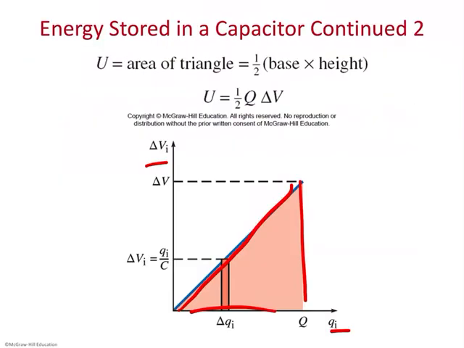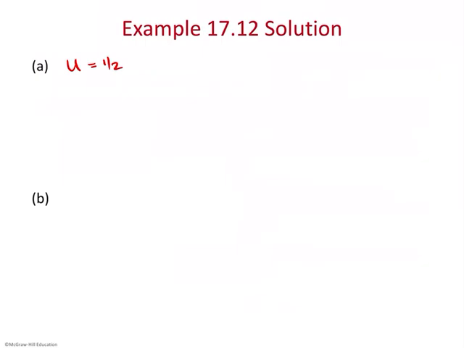It told us in this previous one that it was 1/2 times the charge times voltage. Okay, but if you look back through the problem, I guess we should write what we were given. It gave us a capacitance of 11 microfarads, and it gave us a voltage of 6 kilovolts.